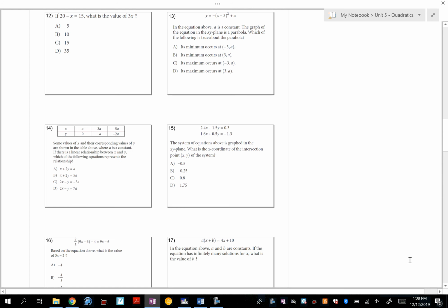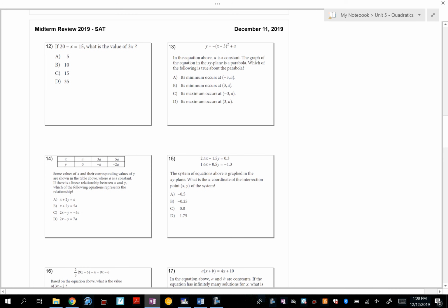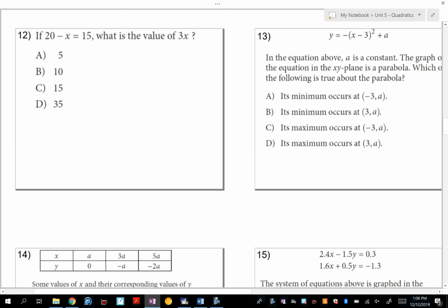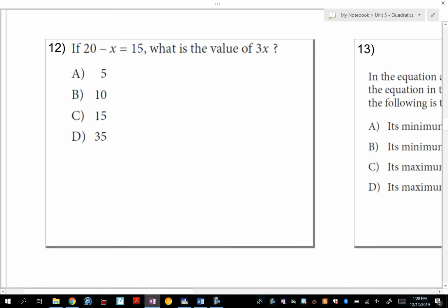Mr. Frederick here again, ready for page 3 of the midterm review, the SAT questions. We're going to start with number 12 and work all the way to number 17.